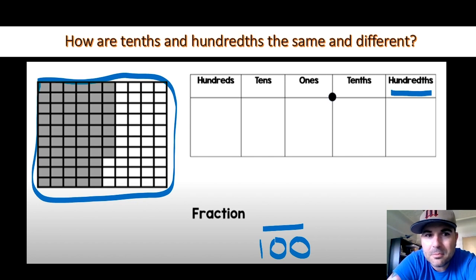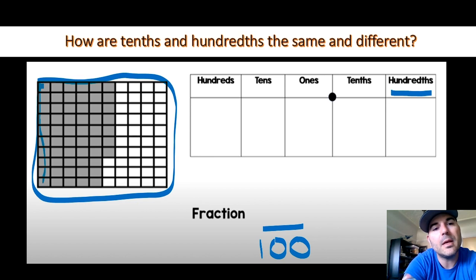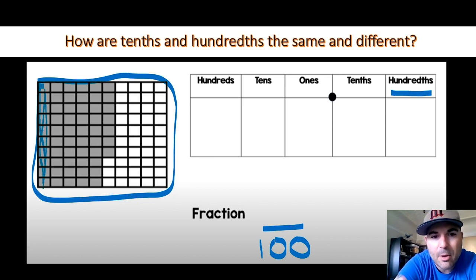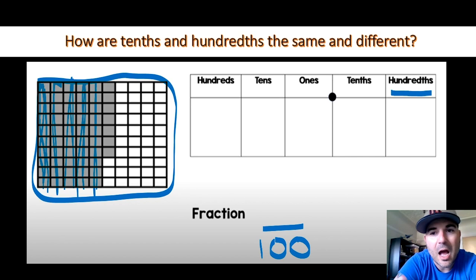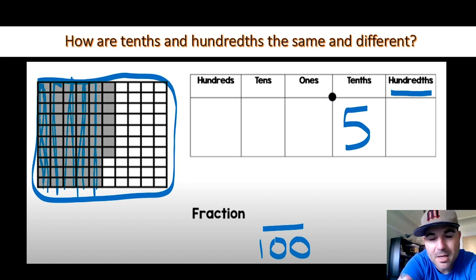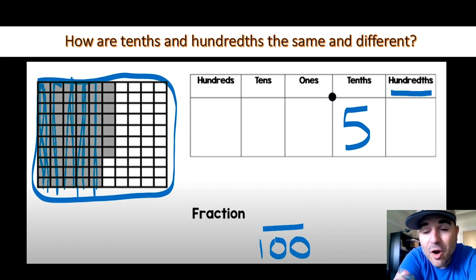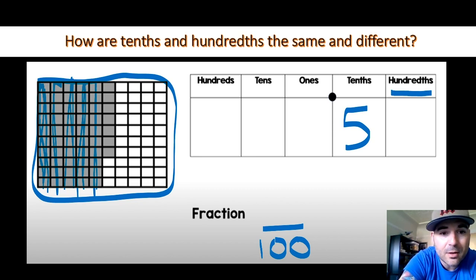My final step is to find out how much is shaded. So the first thing I'm going to do is remind myself that one whole strip is 1/10. So I'm going to count by tens for all the full strips that are shaded. 10, 20, 30, 40, 50. I know that I have 5 in the tenths place. Now I have to find out how many of our hundredth squares are left. 1, 2, 3, 4, 5, 6, 7.